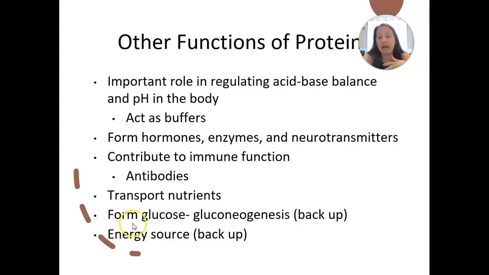Again, if glucose supplies run low, protein will be converted into glucose, which is called gluconeogenesis. This is kind of a backup plan. It's not a great use of protein, but again, if glucose levels fall low in the blood, your body will be triggered to convert protein into glucose so that there's an energy source. Okay, so again, that's a backup plan.